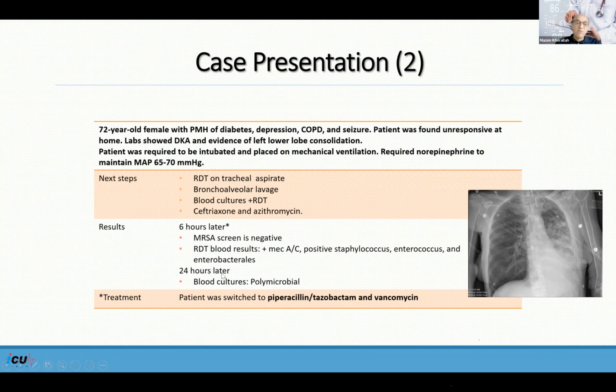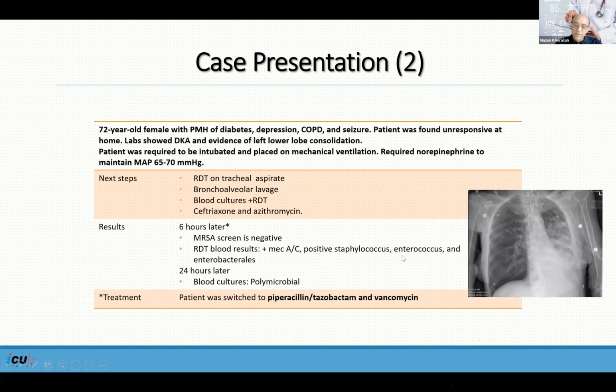Okay. However, if you take a look on the blood, look what we found. We have mecA. It means methicillin resistance, and we have Staphylococcus. It was positive. So we have a Staphylococcus that is methicillin resistant. That requires vancomycin. So we escalated to vancomycin. At the same time, we got Enterococcus, and this is again blood, Enterococcus and Enterobacteriaceae. So it's multiple organisms in the blood.